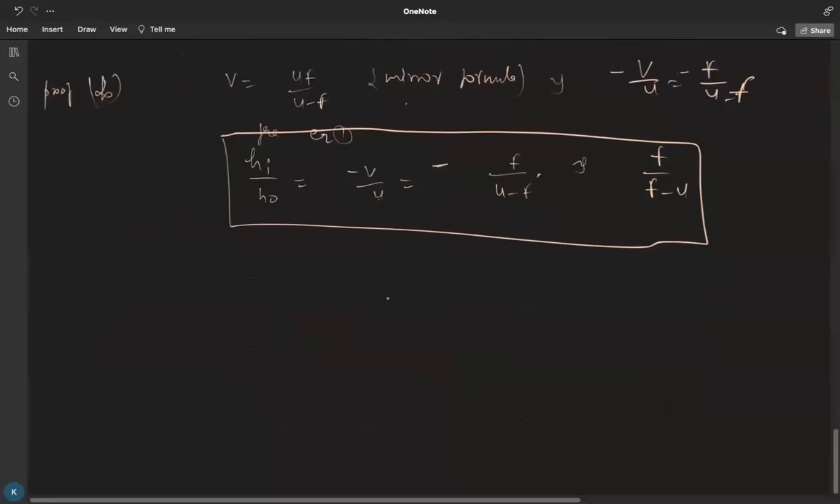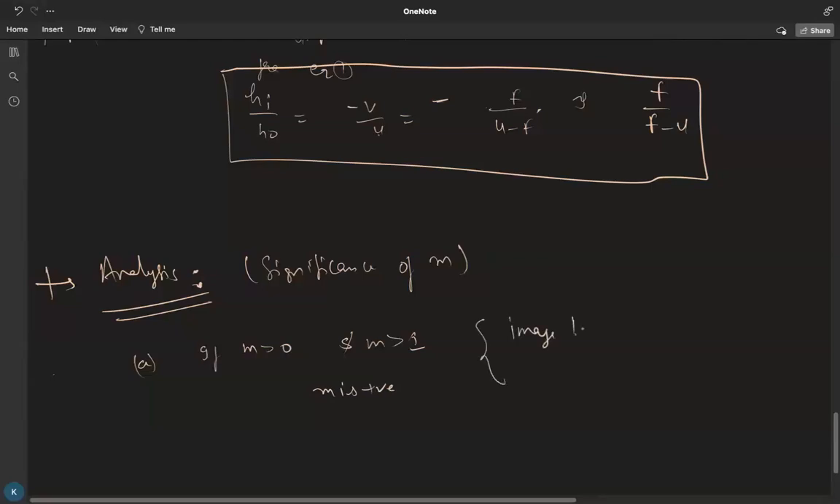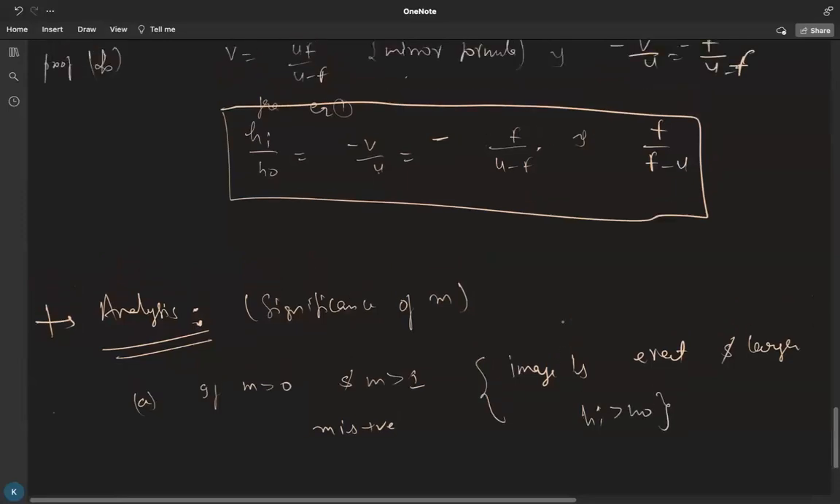Now let's analyze something which is important. Let me write its analysis. What is the significance of M? We are analyzing the significance of magnification. The first thing is, what if our M is greater than 0, and M is greater than 1? That means M is positive. If M is positive, that means the image is erect and larger. That means the height of image is greater than the height of object. The image is an erect image.